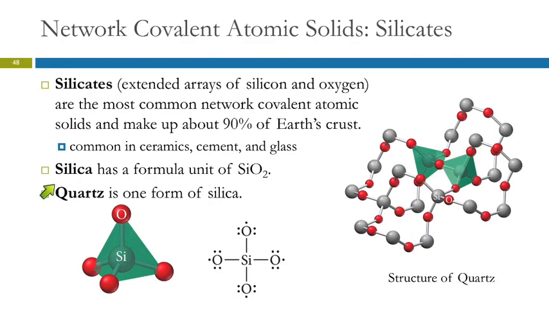So when we say silica, that has a formula unit of SiO2, which means that in the entire structure, the ratio of silicon to oxygen is 1 silicon to 2 oxygens. Quartz is one form of silica. You can have other forms as well. So this is the structure of quartz. And we see here, if we look at the oxygens forming a tetrahedron, then the silicon is at the center of that.